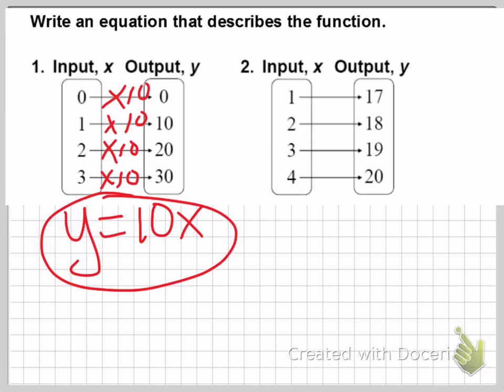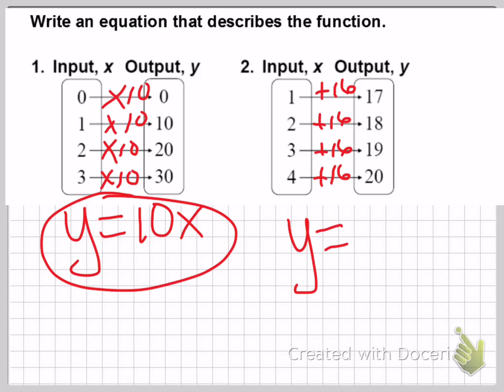Next one is a little bit trickier. So let's find the relationship between the two. Well, how to get from 1 to 17? So that's plus 16. 2 plus 16 is 18. 3 plus 16 is 19. And 4 plus 16 is 20. So we're going to do something plus 16.